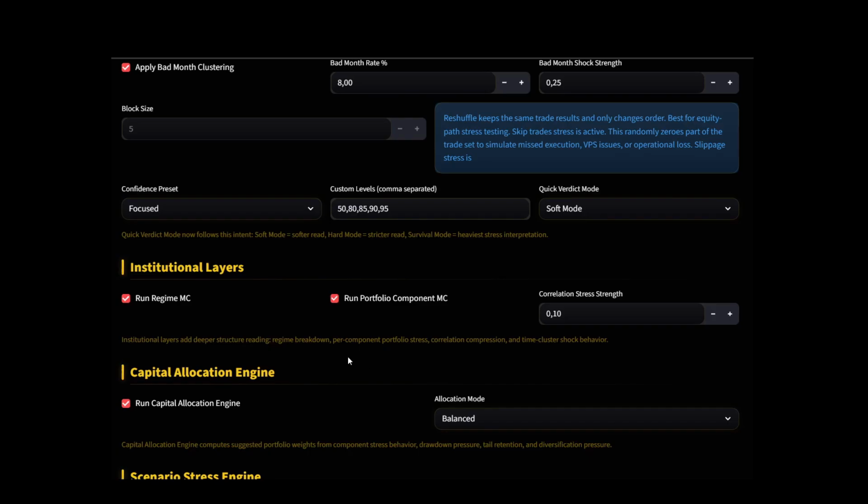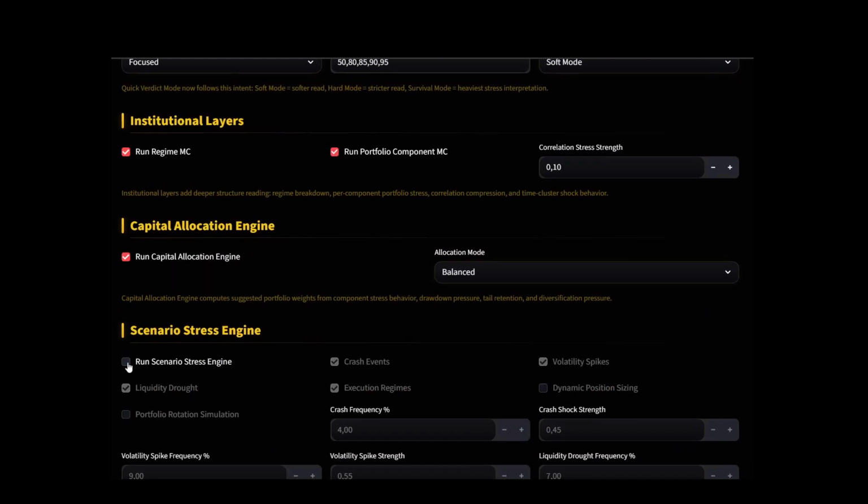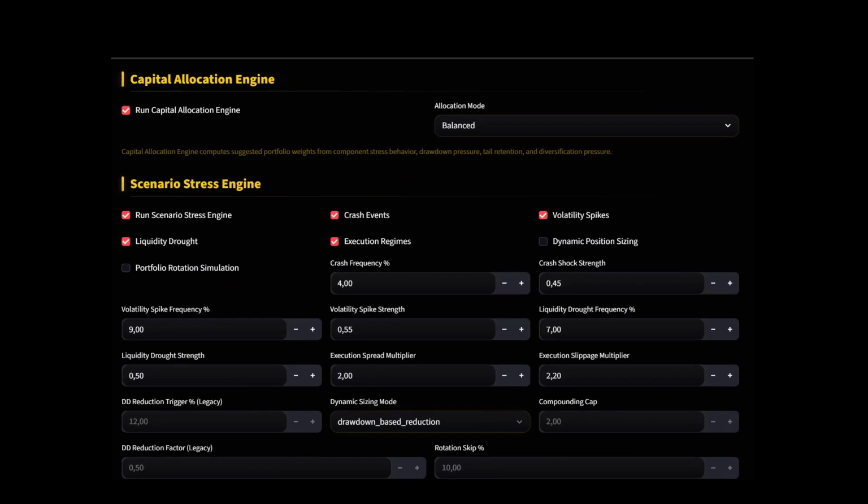Now we move into the advanced stress layers. I enable the scenario stress engine here, and for this walkthrough, I keep the default values. This layer adds hostile market events on top of the normal Monte Carlo simulation. Crash events simulate sudden negative shocks. Volatility spikes test what happens when the market becomes unstable. Liquidity drought adds pressure when execution becomes harder and market conditions become thinner.